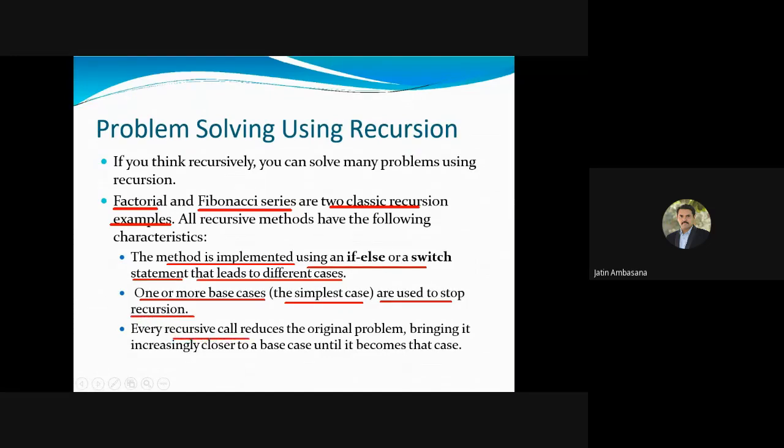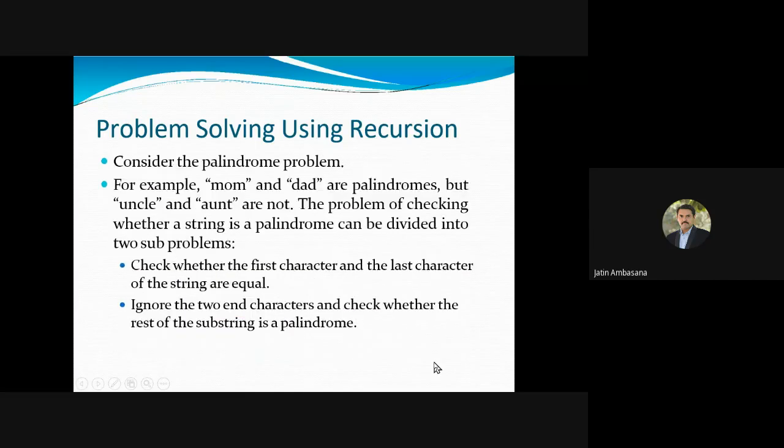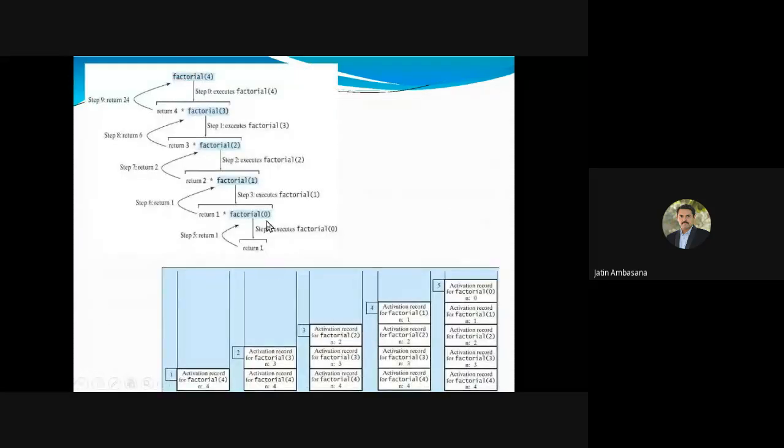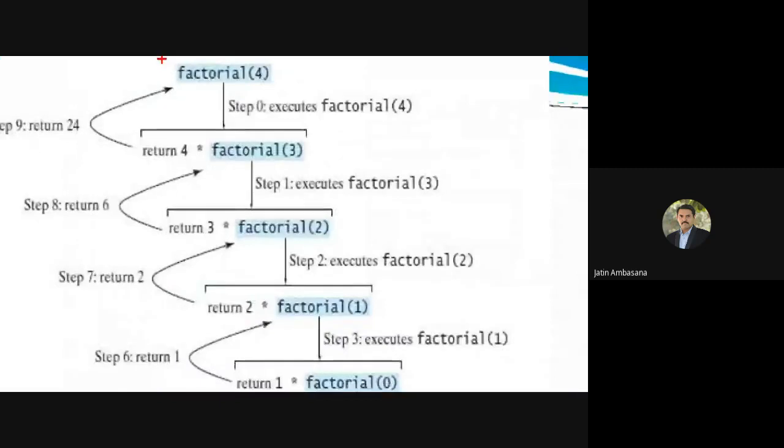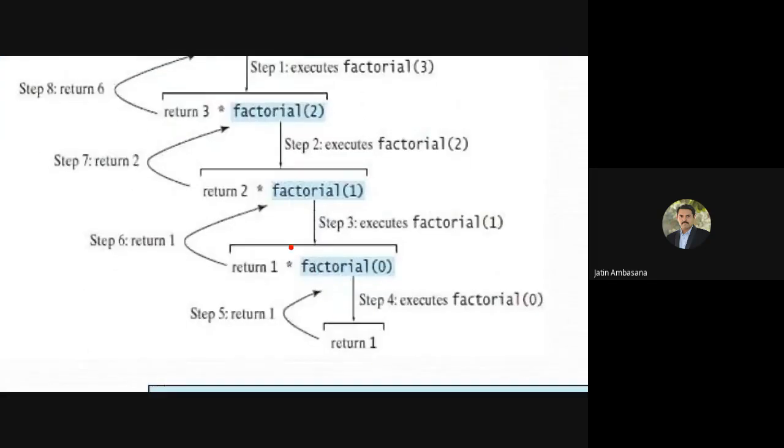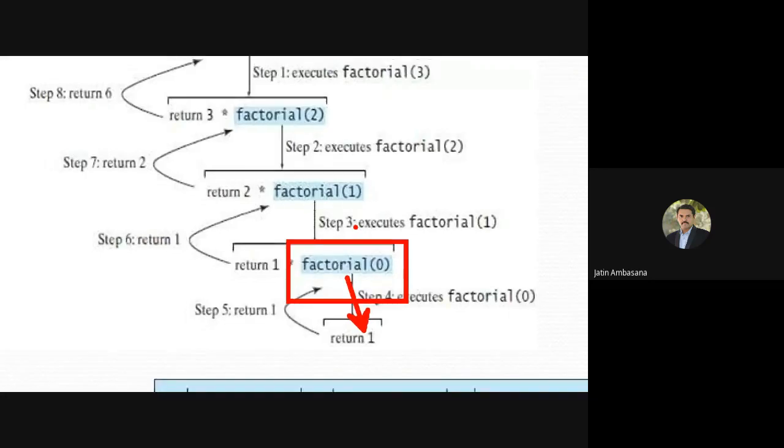And every recursion call reduces the original problem, bringing it increasingly closer to a base case until it becomes that case. So you can see over here the factorial, if you are asking for factorial of 4, it goes down to factorial of 0, which returns 1. So it has reduced factorial of 4 to factorial of 0. Then it goes back up and returns those particular values.